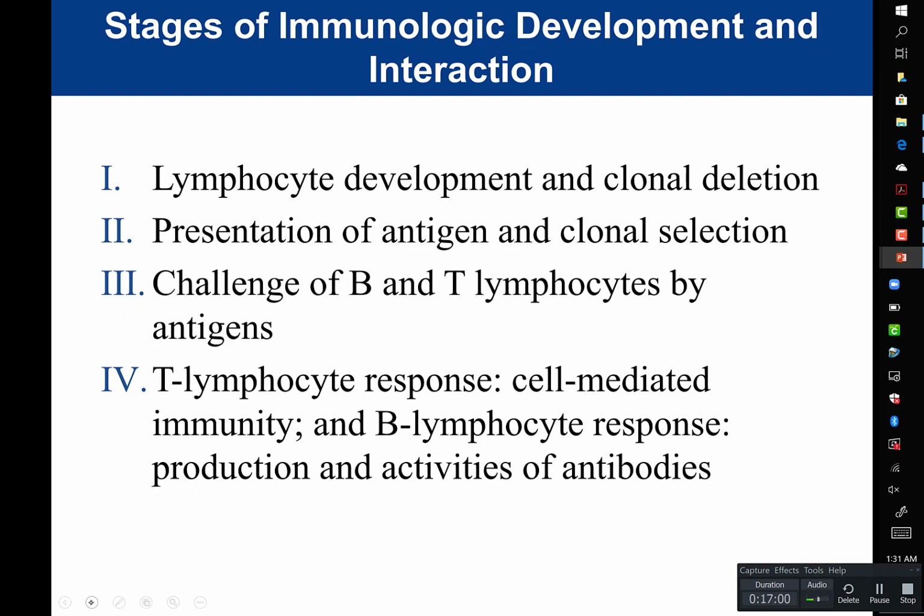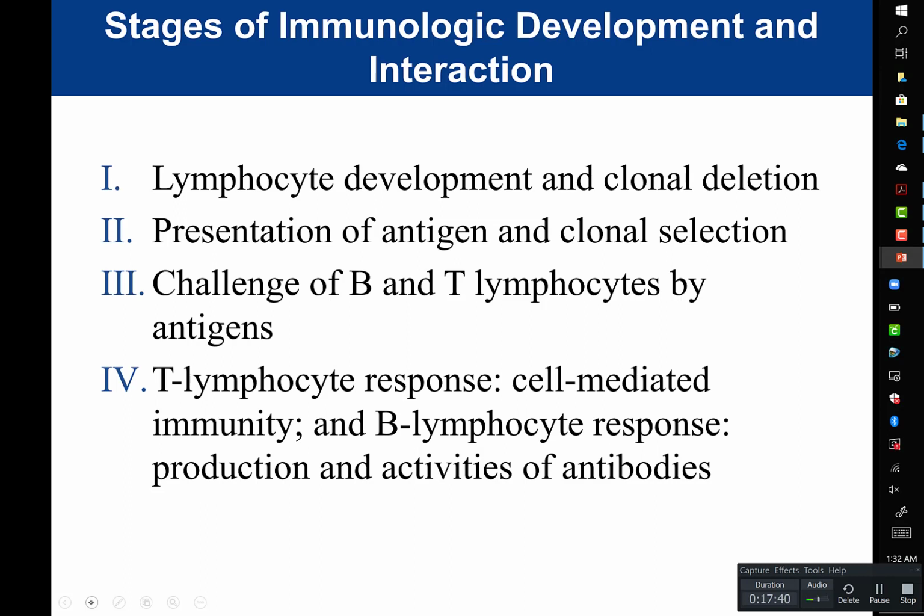So when we talk about acquired immunity, there are 4 main steps. The first step is going to be lymphocyte development and clonal deletion. So making the appropriate lymphocytes and deleting the ones that could be harmful, for example. Next is presentation of antigens and clonal selection. So recognizing something as foreign, then presenting that antigen and selecting for the appropriate lymphocytes that would recognize that antigen.